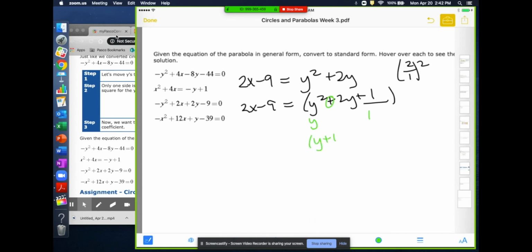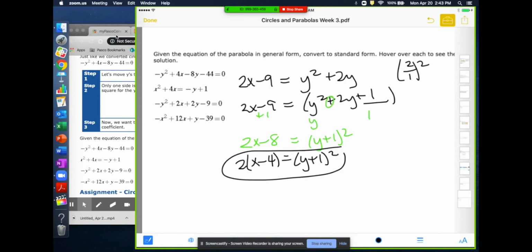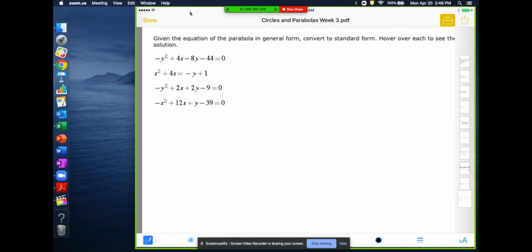We make mistakes. So that's going to be 2x minus 9 equals (y plus 1) squared, even though it should be y minus 1. Don't forget to add that 1 to the other side as well, so we get 2x minus 8. After I factor that out, I'm going to get 2 times (x minus 4) equals (y minus 1) squared. And last but not least, the last problem.